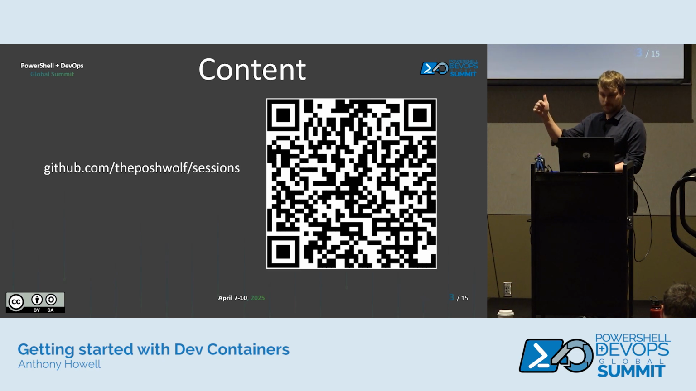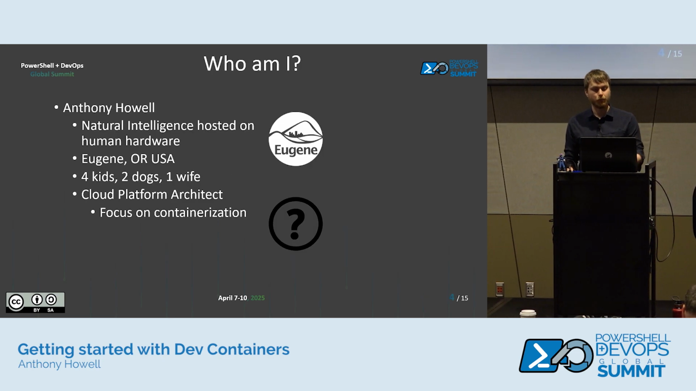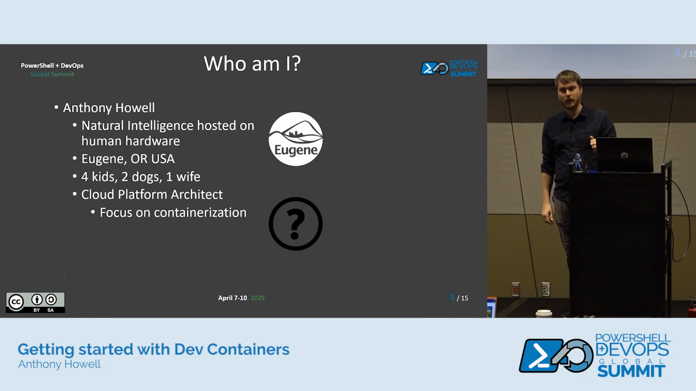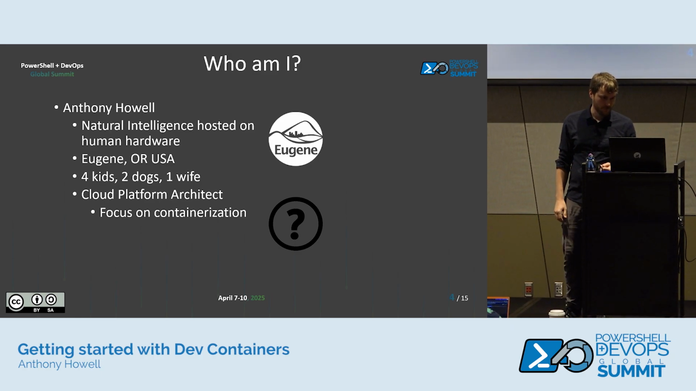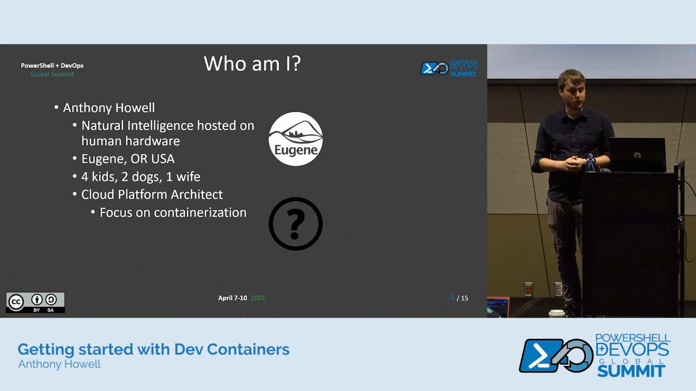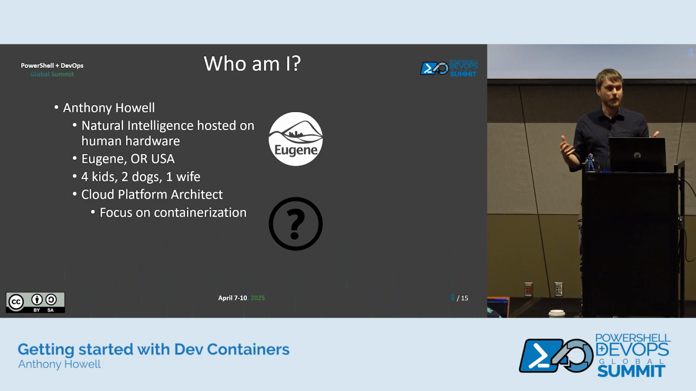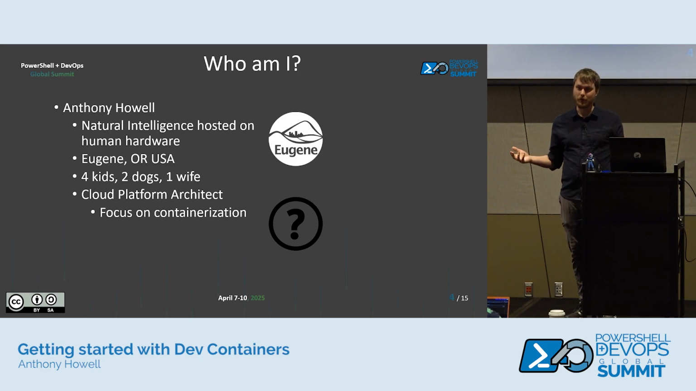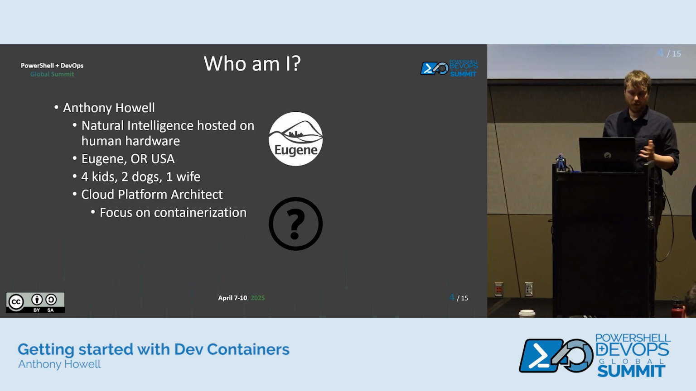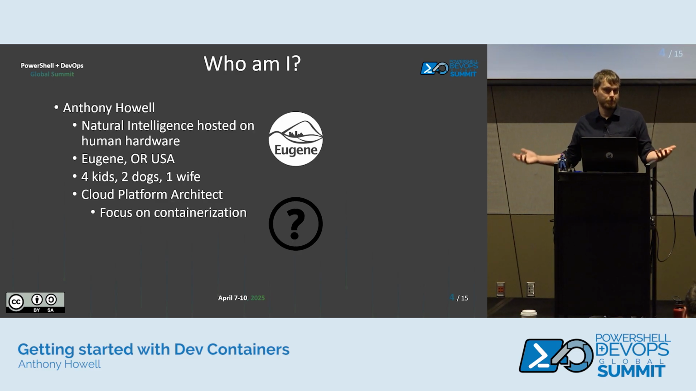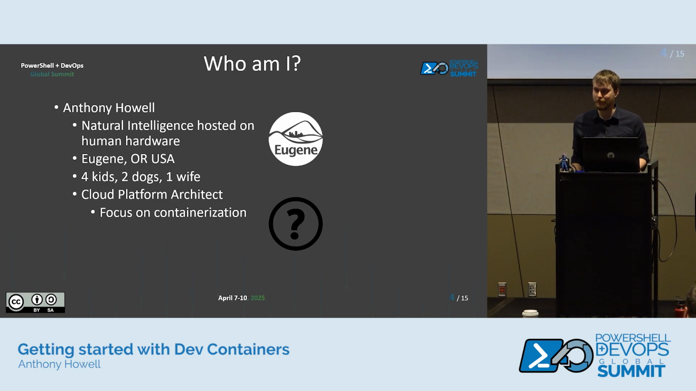Cool. All right. Good. So just briefly, my name's Anthony Howell. I go by the Posh Wolf online, but I got 4 kids, 2 dogs, a wife, full-time job. I don't do a lot of that posting anymore. But I like to joke in this day and age that I'm a natural intelligence hosted on human hardware. We've got all the rage around AI, but natural intelligence has been working that for a lot longer. So I am employed as Cloud Platform Architect. They're not paying for me to be here, so it's a mystery. Who are they? Well, they haven't paid for that privilege, so.